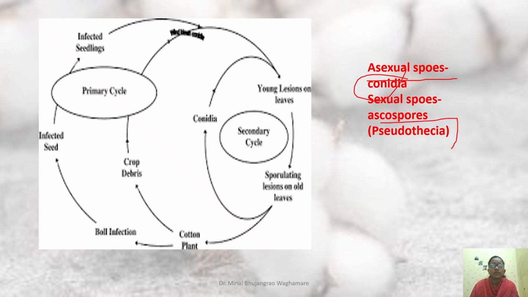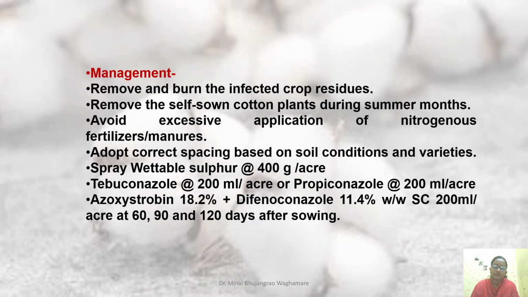These ascospores are formed inside the pseudothecia. That pseudothecia is a fruiting structure. After this fruiting structure breaks down, it leads to the release of the ascospores. So the primary cycle is continued by the ascospores, and the secondary life cycle is continued by the conidia.